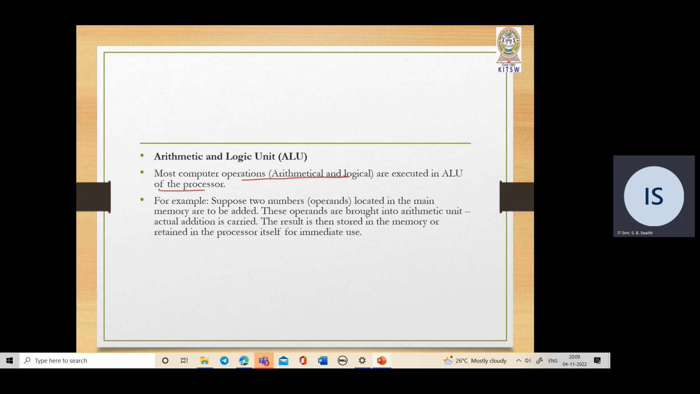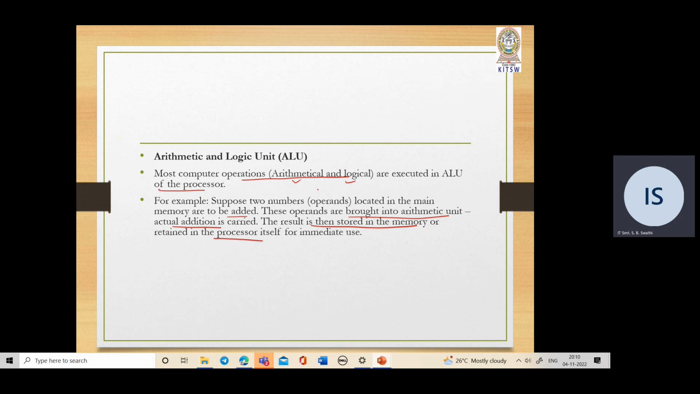So these are responsible for all mathematical calculations. Suppose two numbers are located in the main memory to be added. They are brought into the arithmetic unit. The actual addition is carried out, and then the result is stored in the memory, and it is again displayed to the user. So this is the purpose of this arithmetic and logic unit.